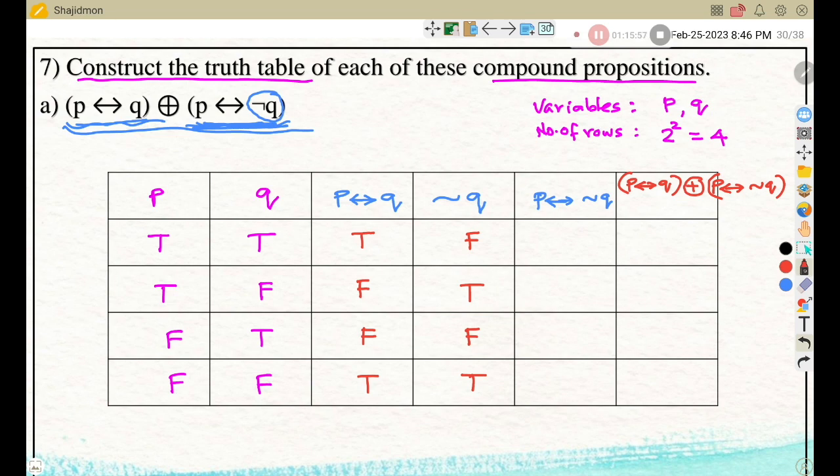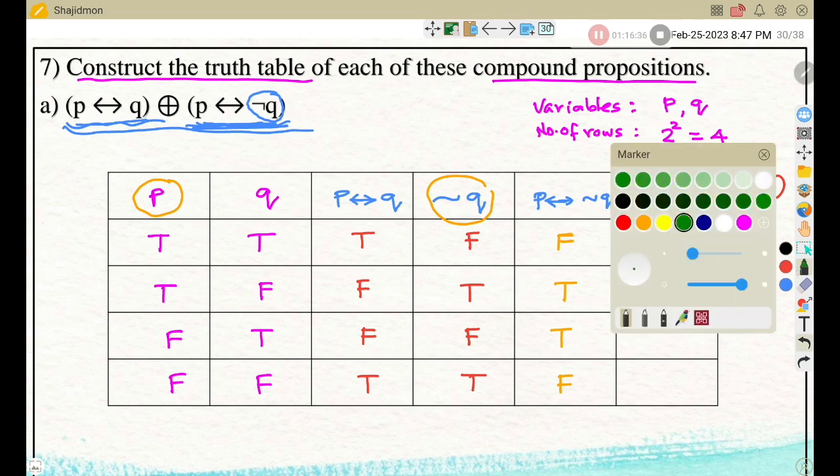Now P if and only if negation Q. So this column and this column. How to write P if and only if negation Q? True if and only if false means false. Okay. Then true if and only if true means true. Again false if and only if true means false. Okay, you can write and practice so that you will get it easily.